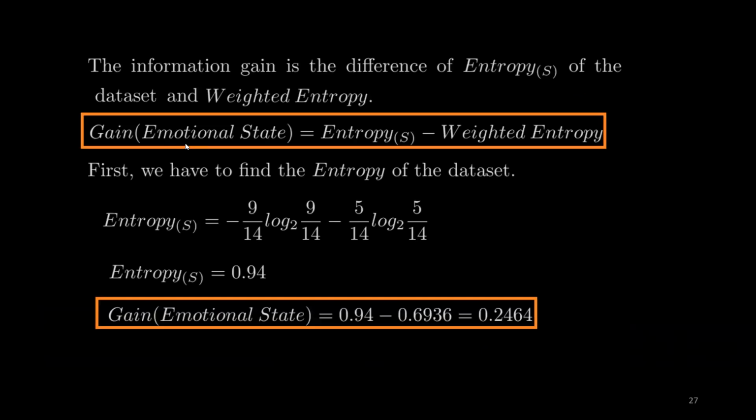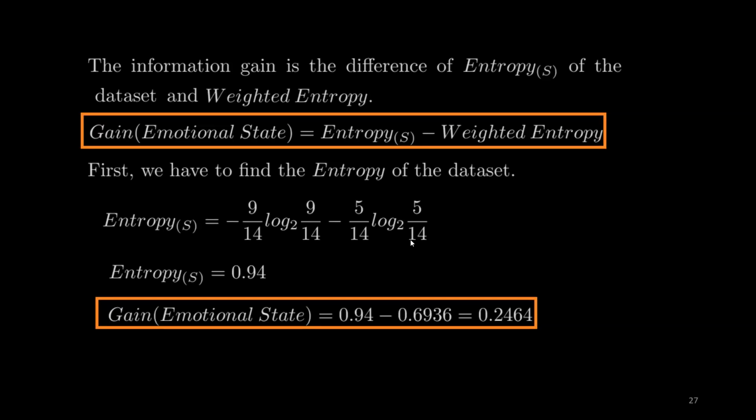Now, in order to find the information gain of the emotional state, we have to subtract the weighted entropy of all the categories of emotional state from the entropy of the whole data set. So now we have to find the entropy of the whole data set, that is entropy of S. So here is the entropy of the whole data set. So how to find the entropy of the whole data set?